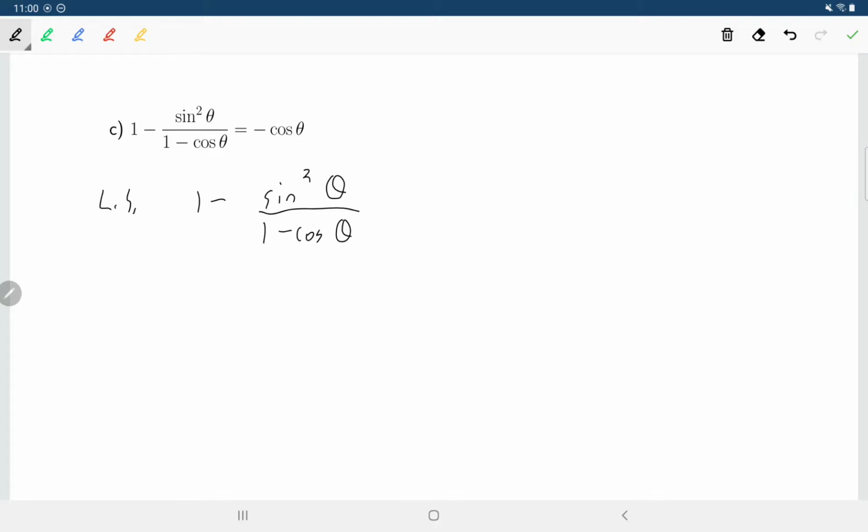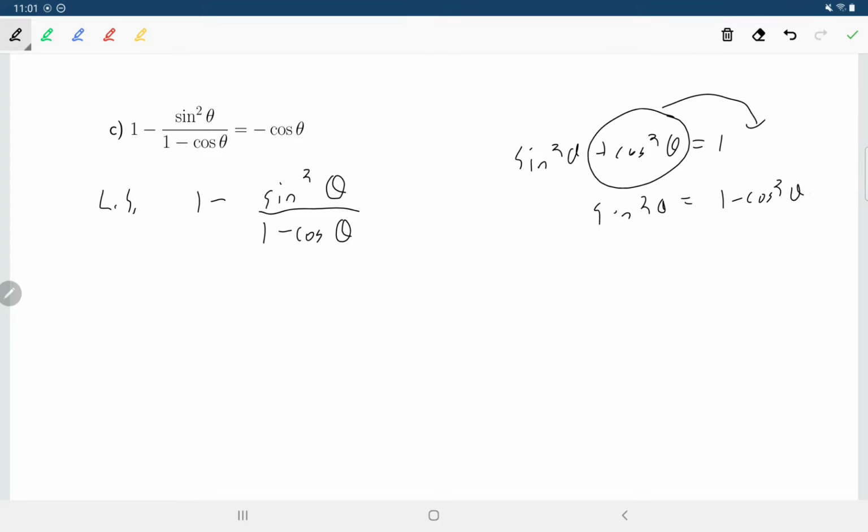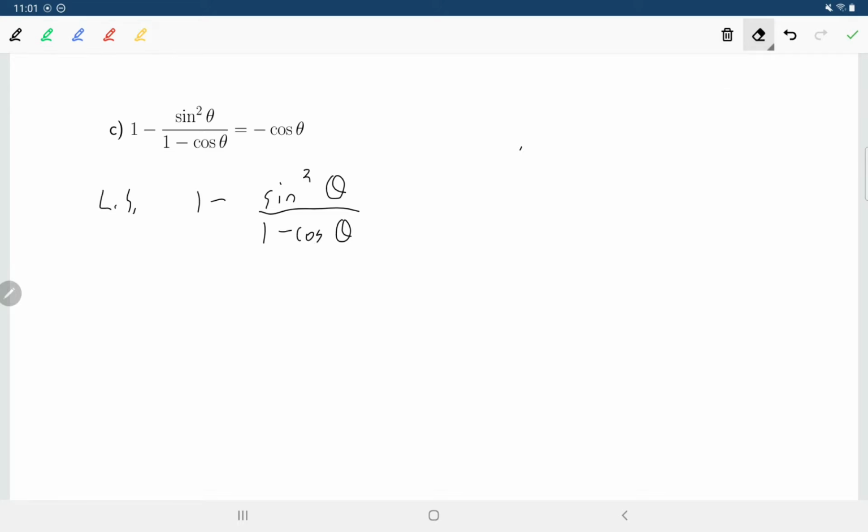And the one that I'm thinking of doing here is that the sine squared theta, I'm thinking about our old friend, the Pythagorean identity. You know that sine squared plus cosine squared is equal to 1, which means that sine squared could be rewritten as 1 minus cosine squared. And that's my first move that I'm going to do here. I'm going to take that sine squared theta and rewrite it as 1 minus cosine squared theta.